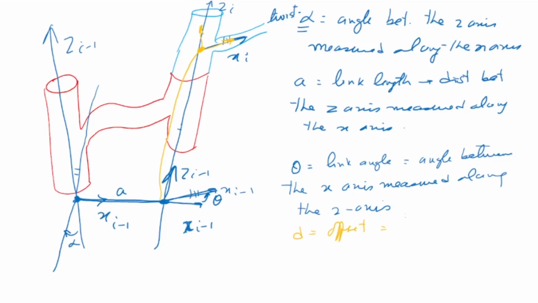and it is equal to the distance between the x-axis measured along the z-axis. So we have got 4 parameters here. So alpha, a, theta and d. So these are called the 4 DH parameters, okay, and this is how we measure them.